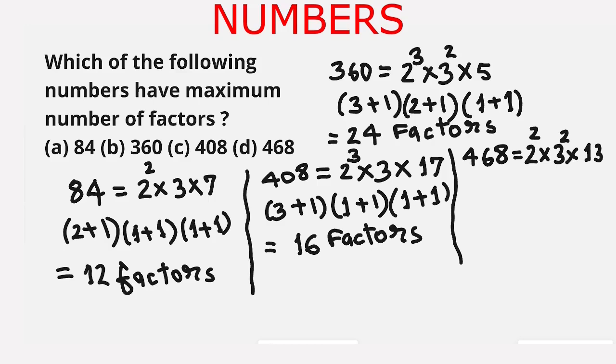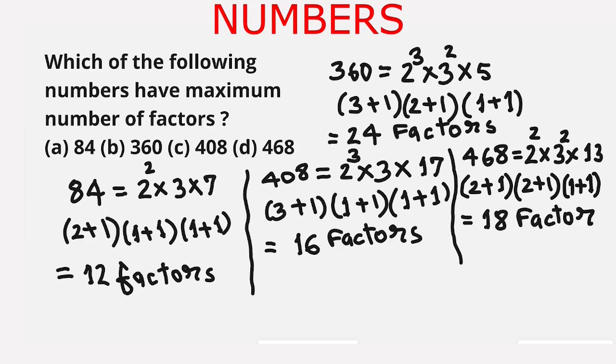Now we have to find the number of factors. So we have to add 1 to each power of prime factors. 2 has power 2, so it is 2 plus 1. 3 has power 2, so it is 2 plus 1. And 13 has power 1, so it is 1 plus 1. 2 plus 1 is 3 and 2 plus 1 is 3 and 1 plus 1 is 2. So 3 times 3 is 9 and 9 times 2 is 18. So 468 has 18 factors.